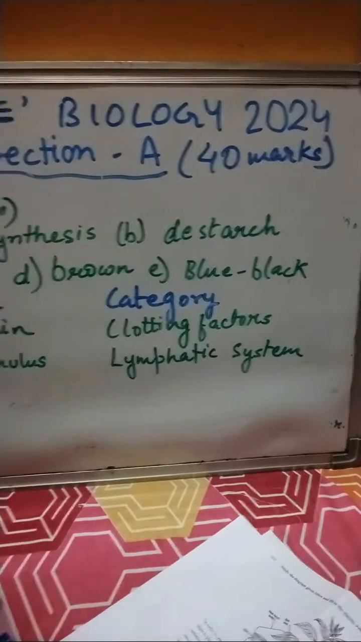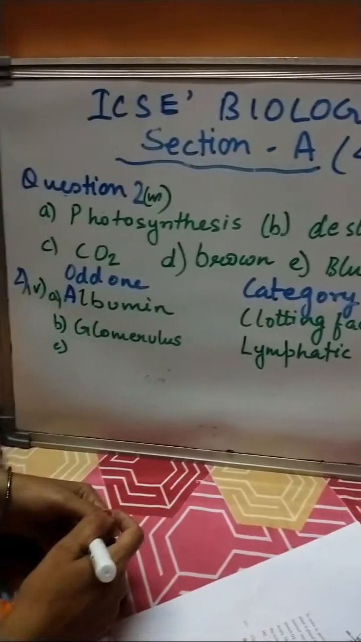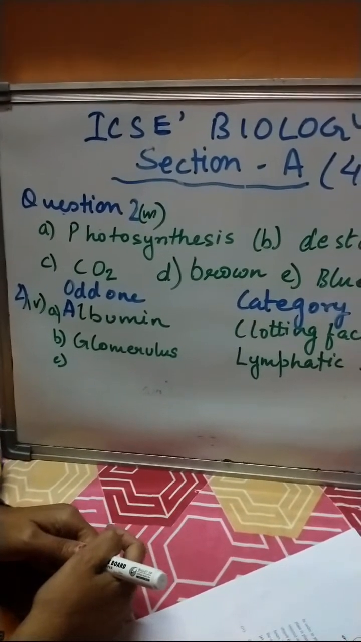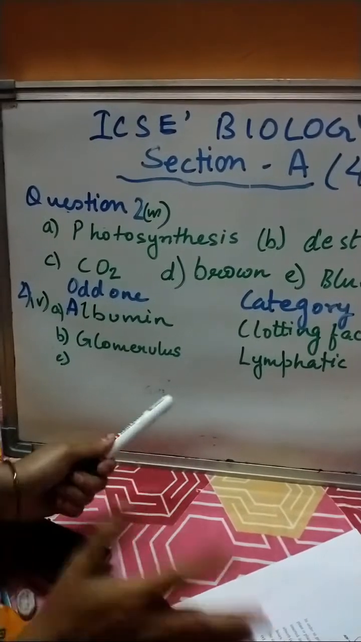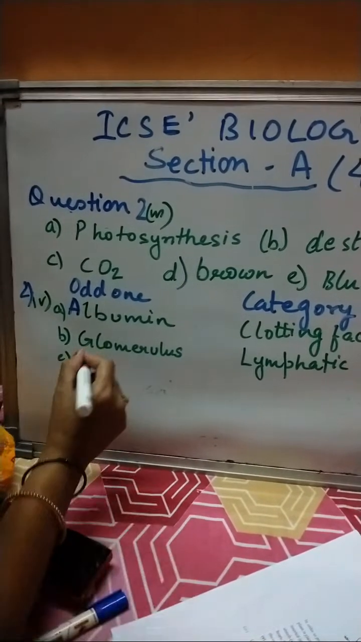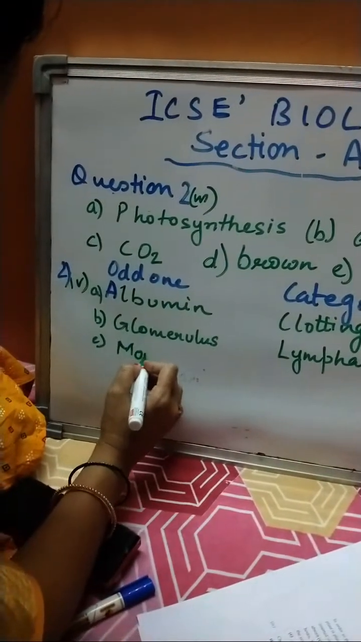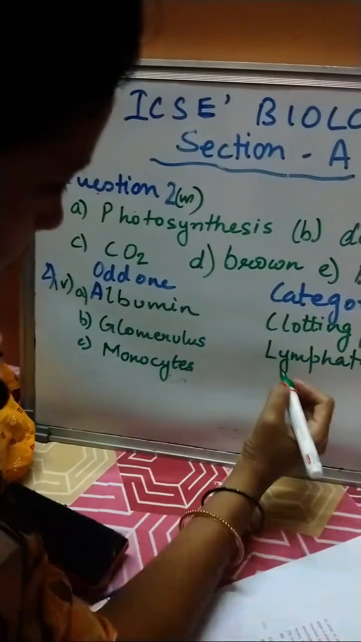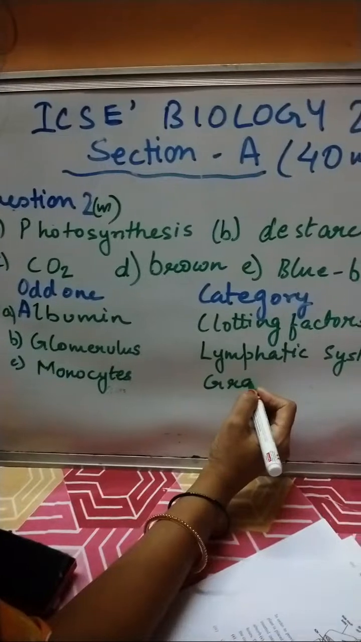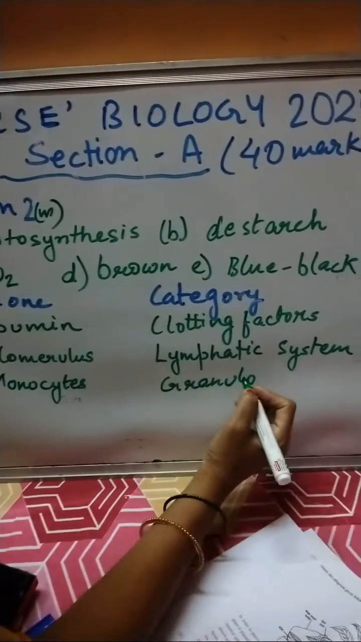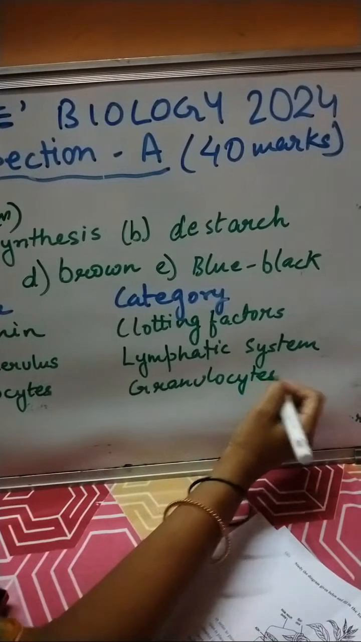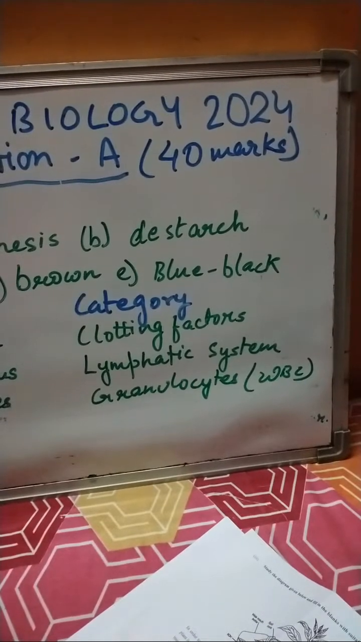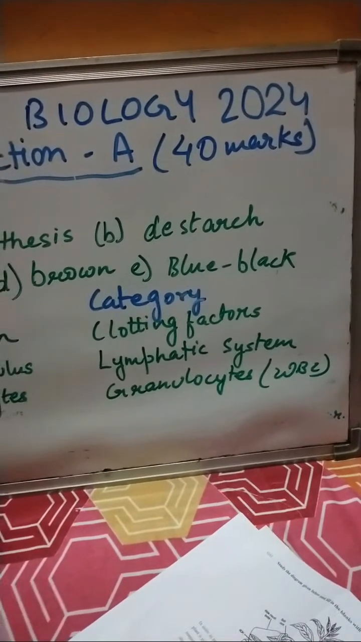We'll go to C. Neutrophils, basophils, monocytes, eosinophils. Now neutrophil, basophils, eosinophil are one category, and monocyte is the odd one. So monocyte is the odd one. And the other 3 belong to the WBC category. They are granulocytes. If you write only WBC, it will go wrong, so you have to mention granulocytes. Then is D.